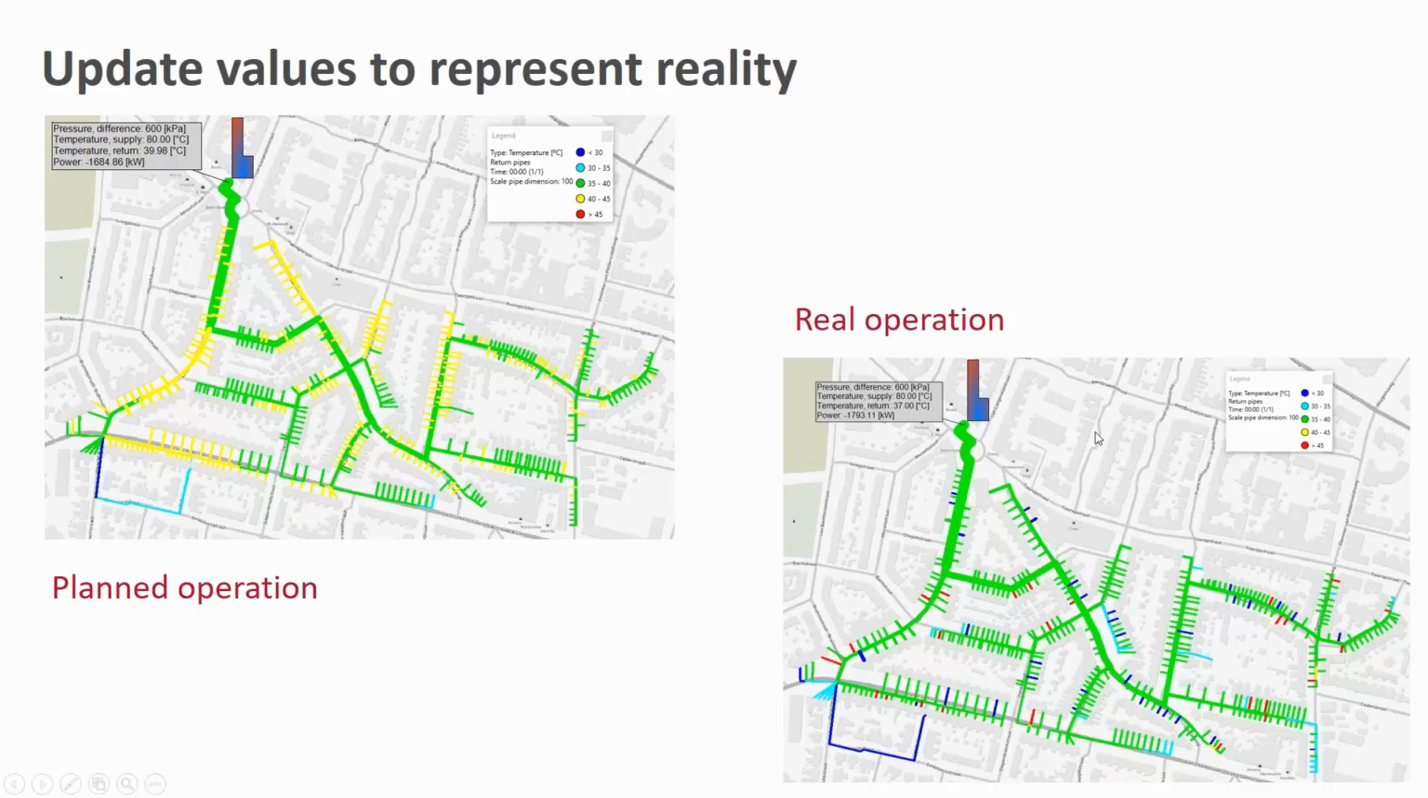But in the real operation here, you can see more differentiation in color. We have some red pipes, some blue pipes, and this represents the consumers that will have a higher or lower return temperature when you actually deploy the grid. We can also see that we have a bit of a different power in this case, roughly 100 kilowatts extra of power in the real case, just as an example of what could happen between a planning phase and the operation of the grid.